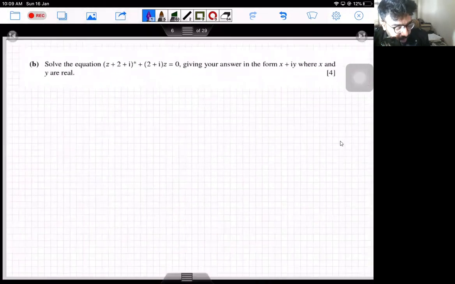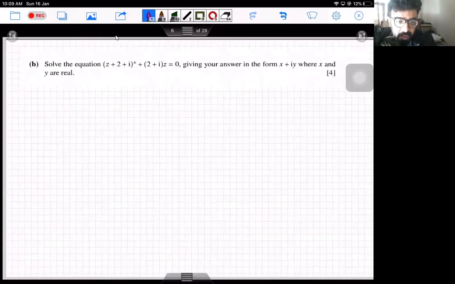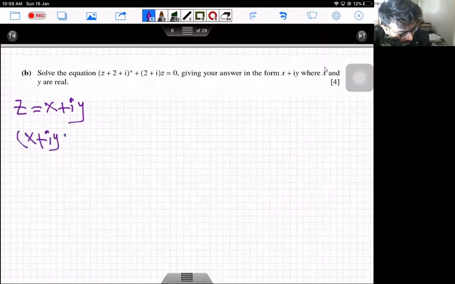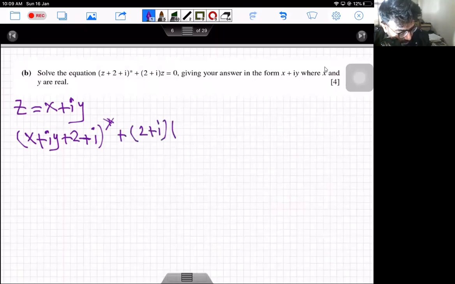Part B is saying: solve the equation, the conjugate of z plus 2 plus i, plus 2 plus i times z, is equal to 0, giving your answer in the form x plus iy, where x and y are real. So first of all, we are going to take z equal to x plus iy. Okay, so in place of z we can write x plus iy. So the conjugate of x plus iy plus 2 plus i, plus 2 plus i times x plus iy, and this whole thing is equal to 0.